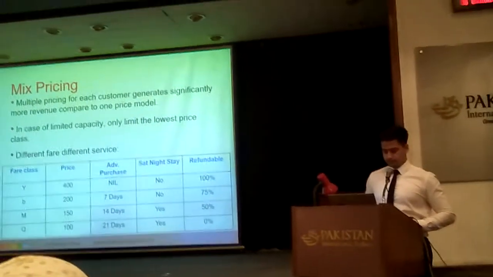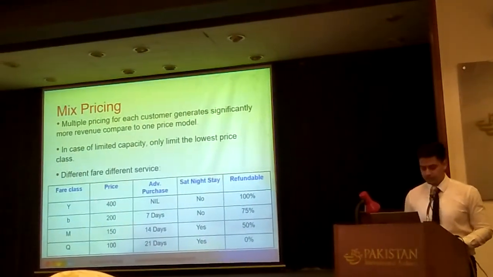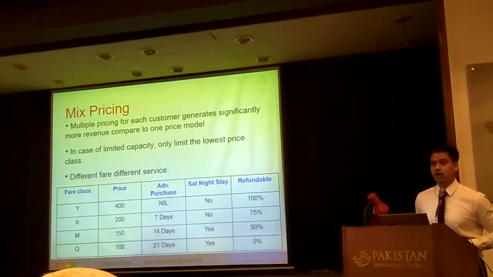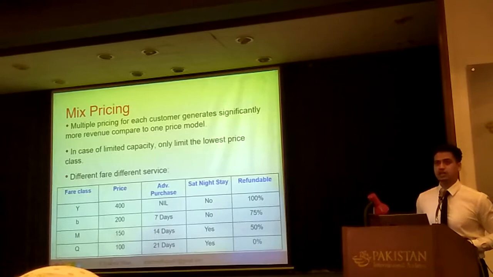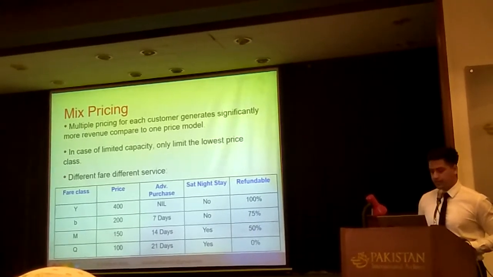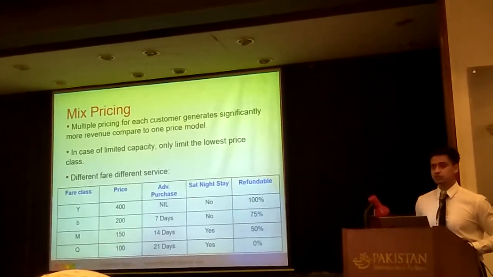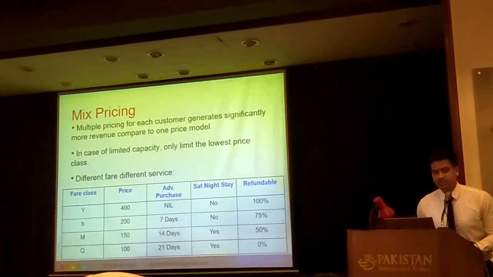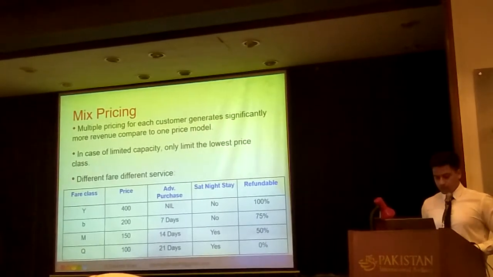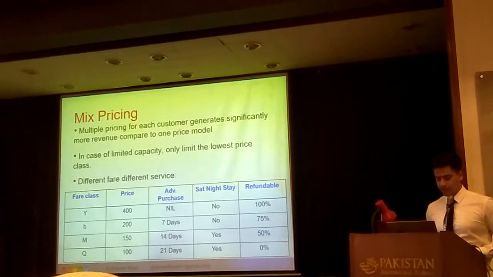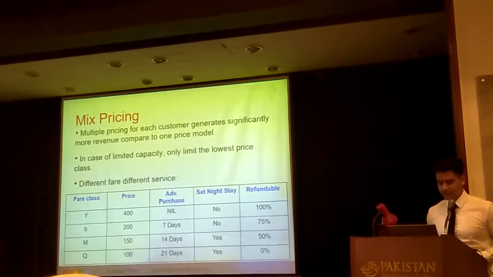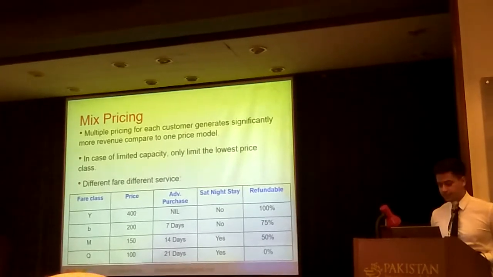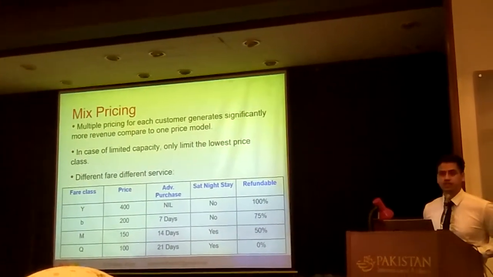For the 400 fare level, the business or high yielding passenger doesn't have any restriction on how early they have to buy. They can even buy a ticket 2 or 3 hours before departure. They don't have any Saturday night restriction, so they can travel on Friday night or Saturday night, whichever is feasible for them, and their ticket is 100% refundable. If you buy a slightly cheaper ticket, you have to buy it 7 days before the departure date, again with no Saturday restriction, and it's 75% refundable.